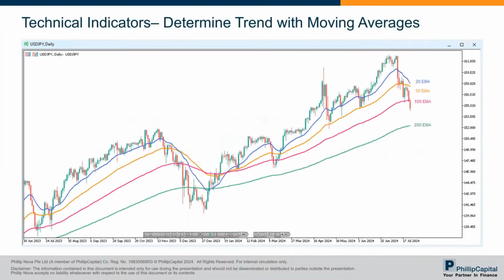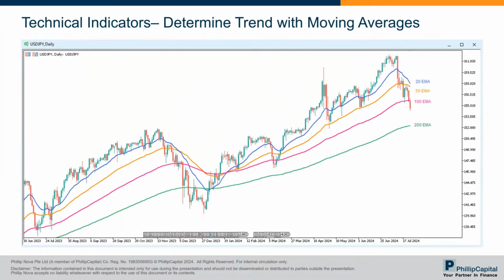Introducing my favorite technical indicator, it is called the moving average. A moving average is basically a line that smoothens out the past price movements. On the screen here, there are a few EMA lines. The top line, the one in blue, is the 20 EMA, the 20 exponential moving average. It smoothens out the price of the past 20 days. And the very bottom, the 200 EMA, smoothens out the price of the past 200 days.